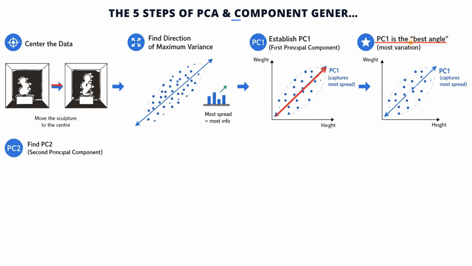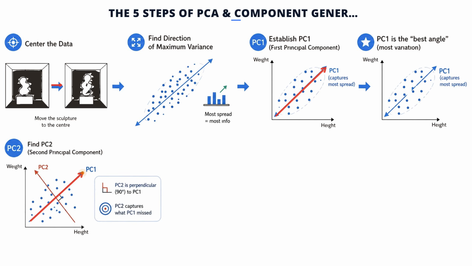Fourth, once we have PC1, PCA finds PC2, the second principal component. If you look at the graph on the bottom left, here is our original first component, PC1. The strict mathematical rule for PC2, drawn here in red, is that it must be perpendicular, exactly 90 degrees, to PC1. While PC1 captures the main overarching pattern, PC2 is there to capture whatever variance PC1 missed.